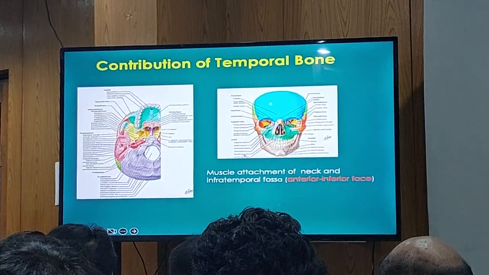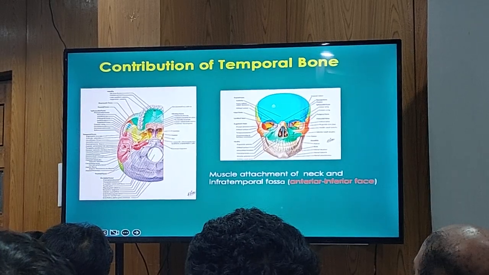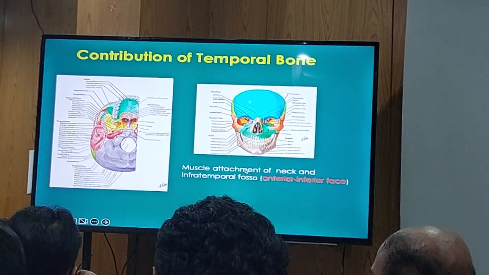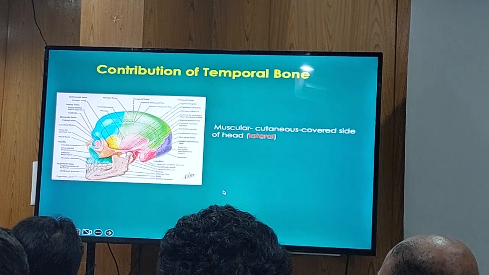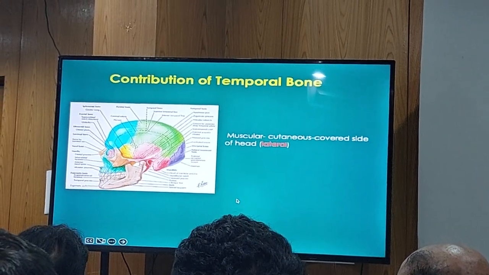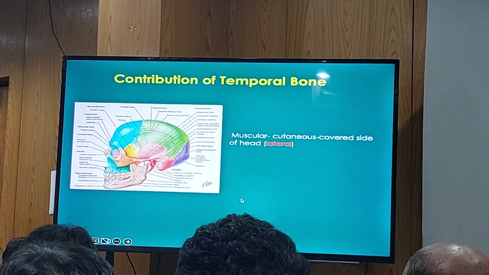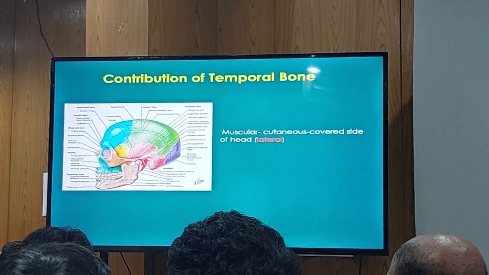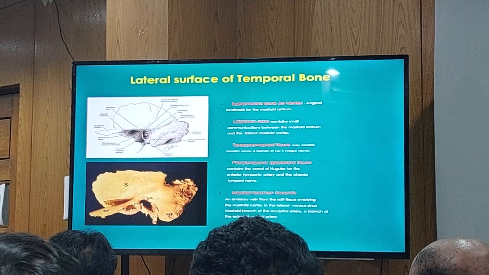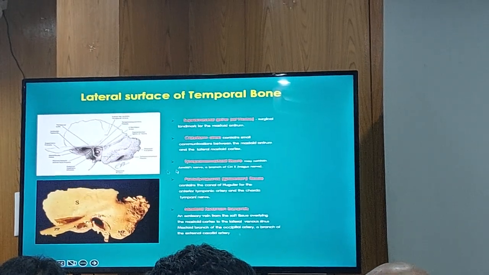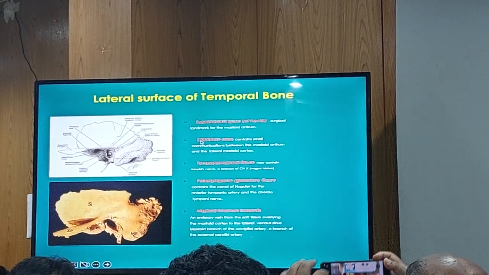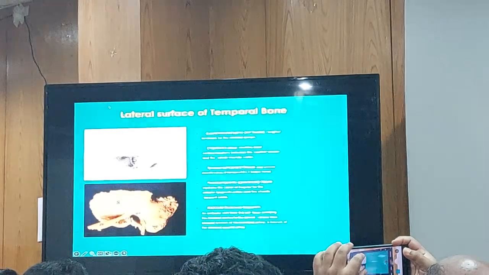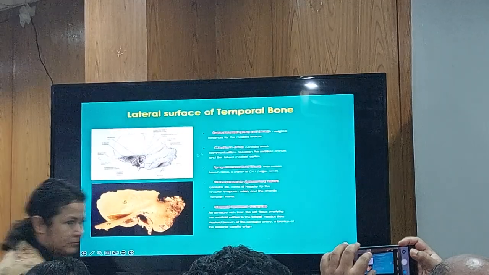So again, as you already mentioned, the inferior and anterior face, there is the attachment of some muscles, and this is the very common, easily visible side, the lateral part, where some muscles and some fibrous structures are attached. So this is the lateral surface of the temporal bone. You see. This is the lateral surface.